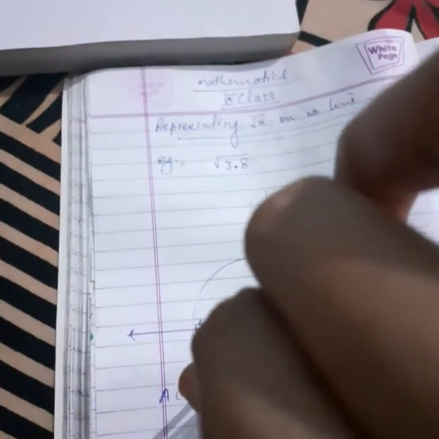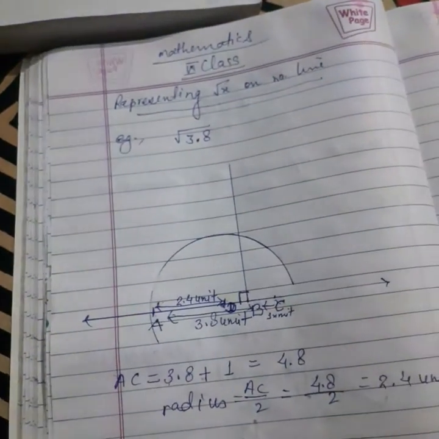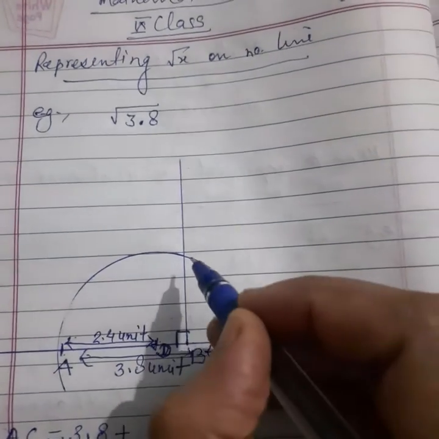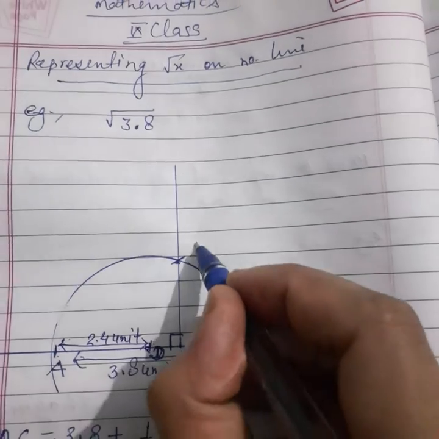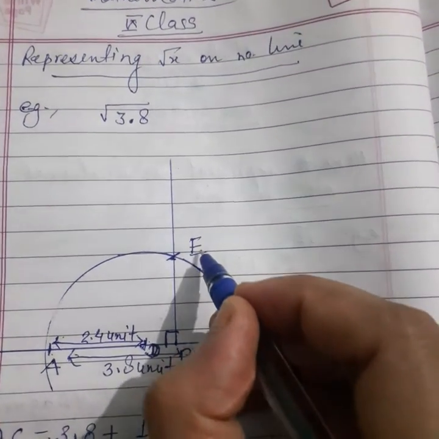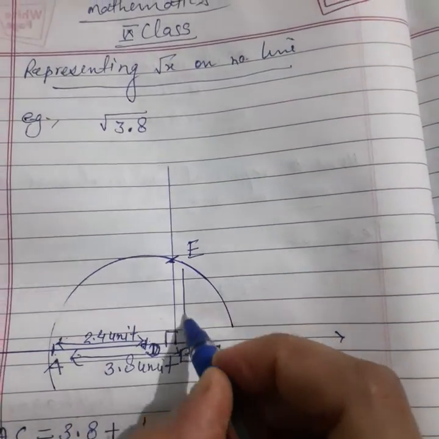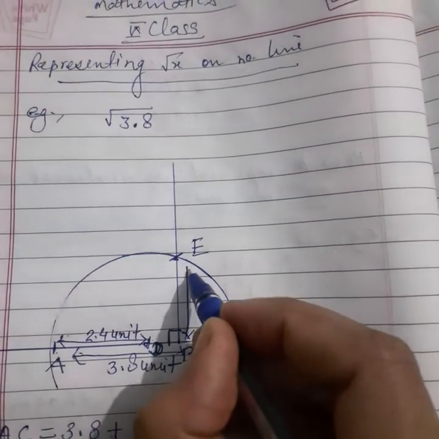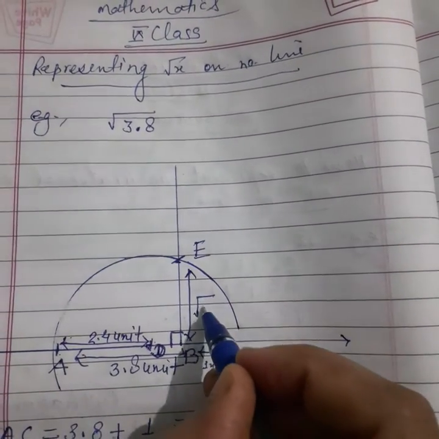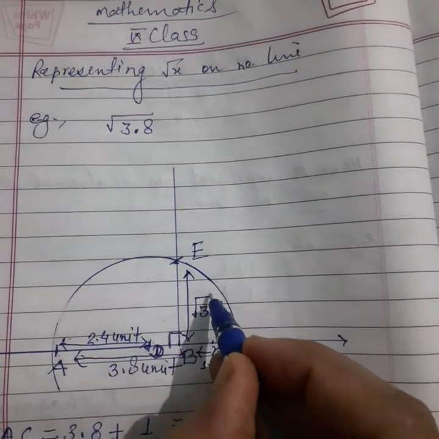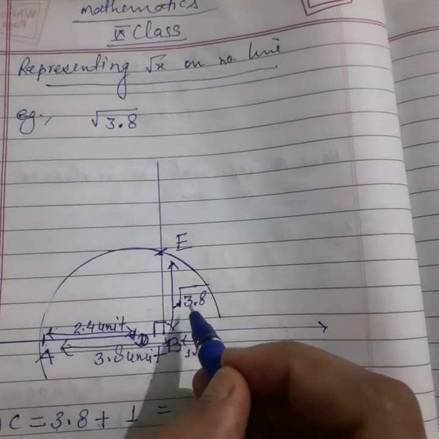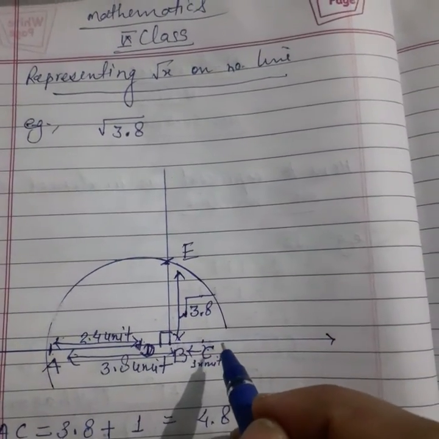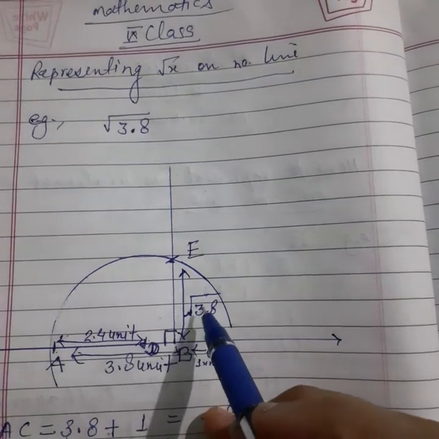We have drawn the semicircle. Now this semicircle is intersecting the previously drawn perpendicular, suppose at point E, and the distance EB is our required distance. What is the required distance? Under root 3.8. Actually we didn't know the length under root 3.8, that's why we have done all this. Now we have the distance under root 3.8.